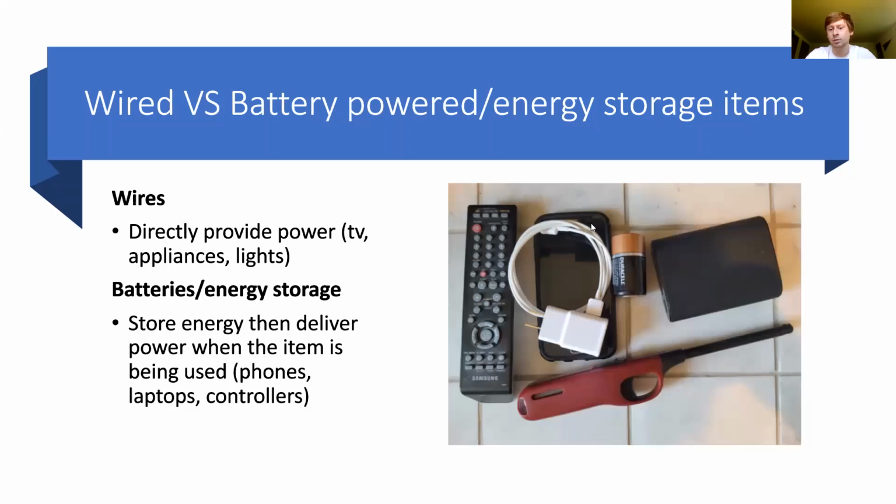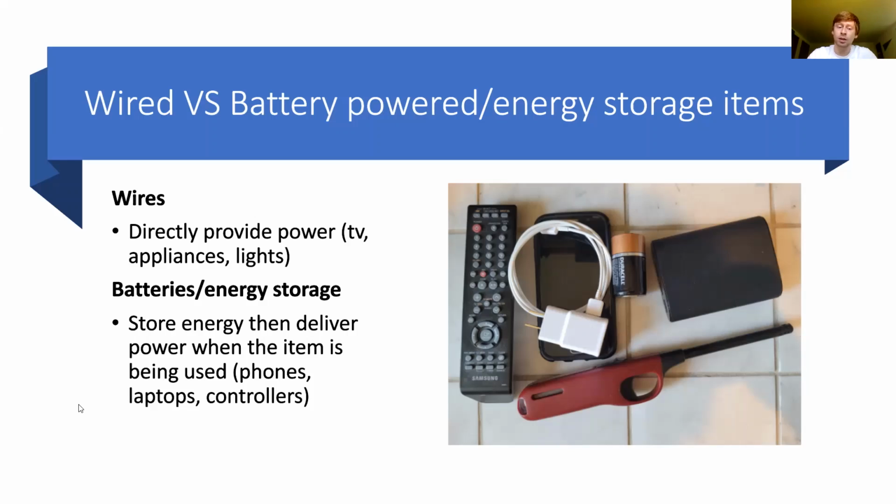Here I just have a picture of some that I took from my house, and we're going to get into a little bit of a difference between powered and energy things. So, wires, think of the power lines. Wires and cables directly provide power to your devices. So, you plug in your TV, your appliances, your lamps, and they directly take power from the energy grid.